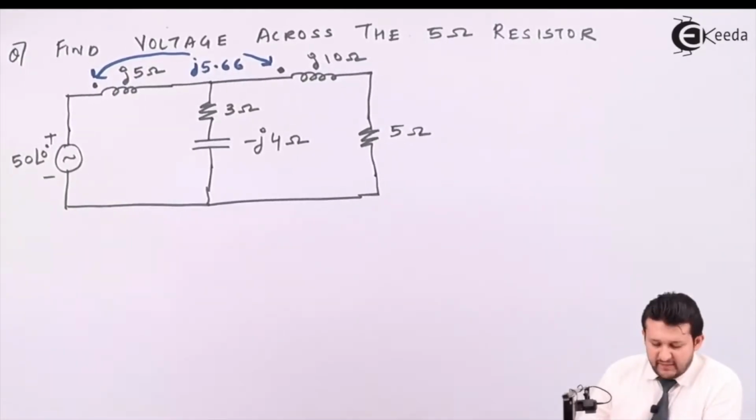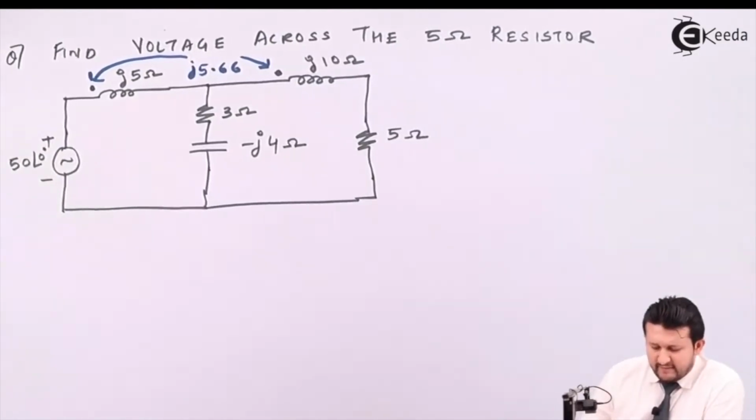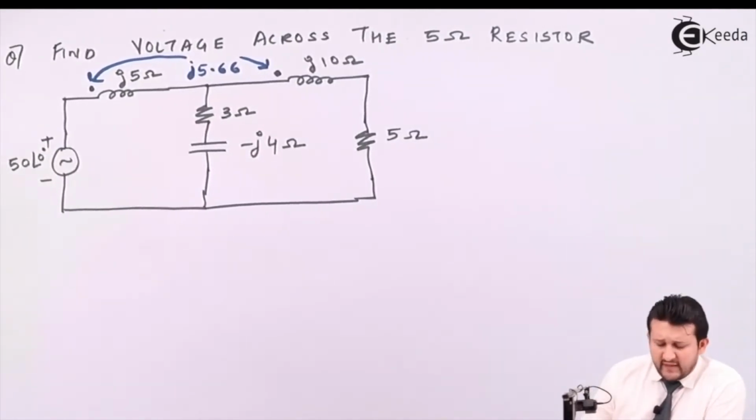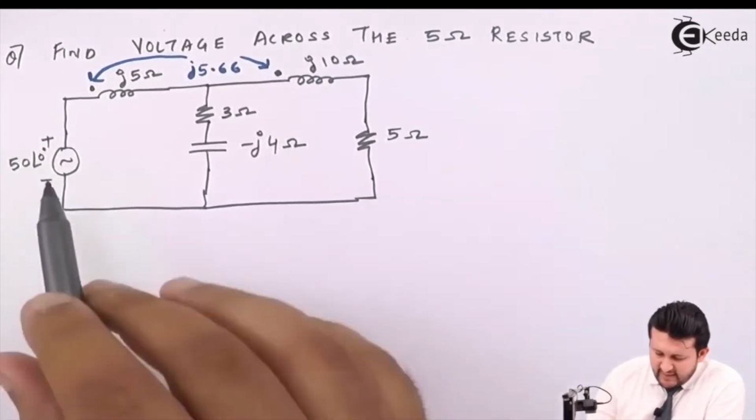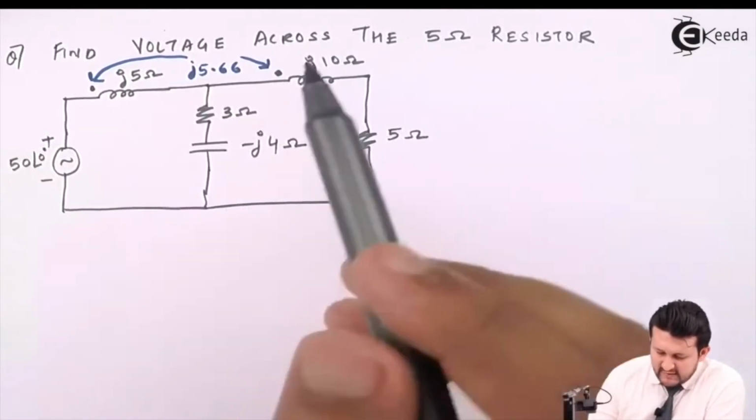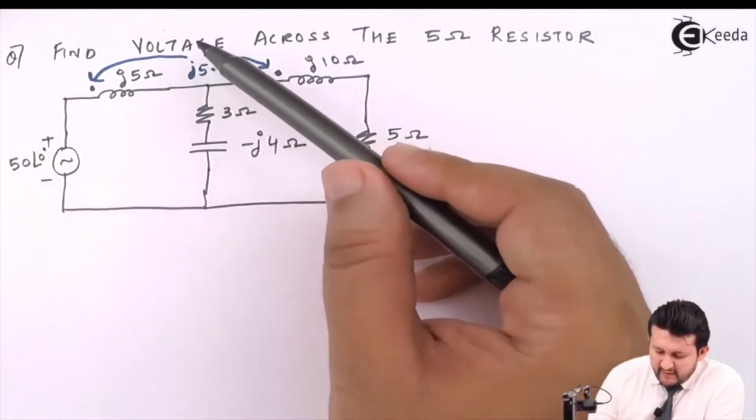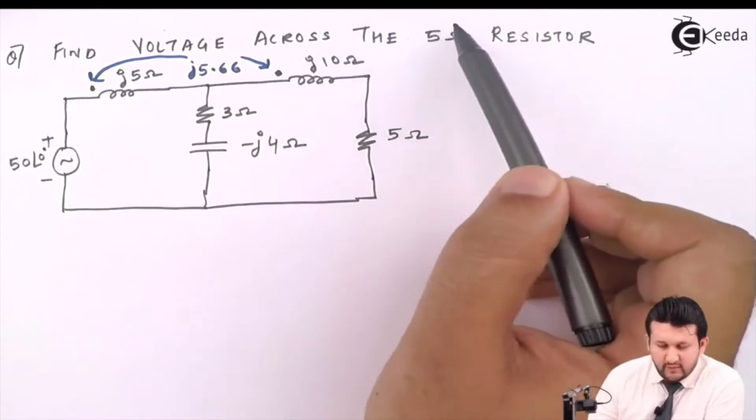A dot convention, a more difficult sum than a previous case. Difficult in terms of calculation, not in terms of concepts. So let's have a look, my dear friends. When I observe this network, the question says I need to obtain the voltage across 5 ohms.